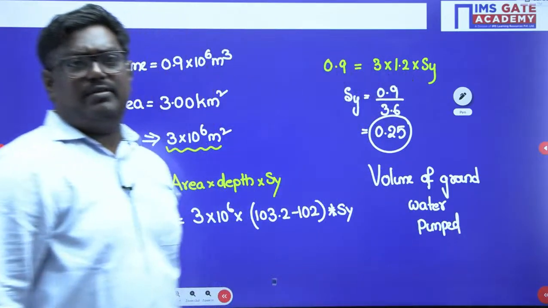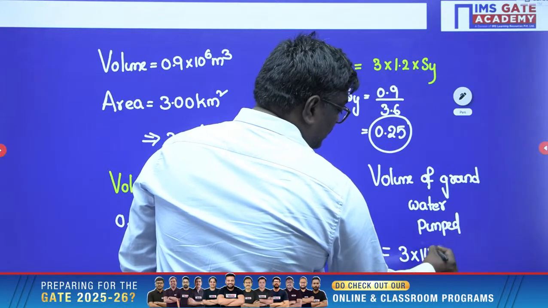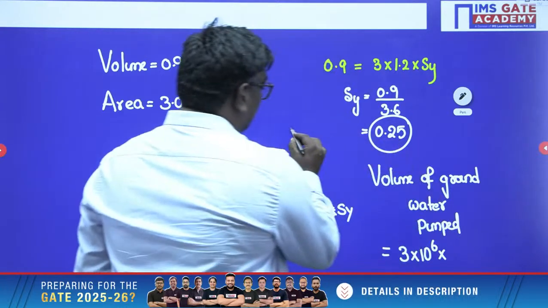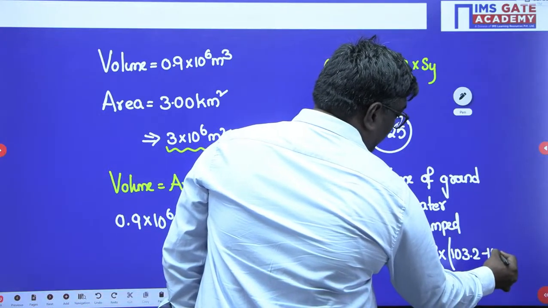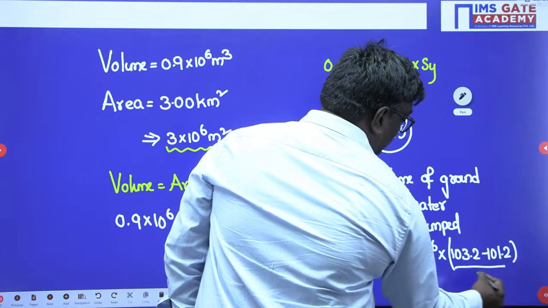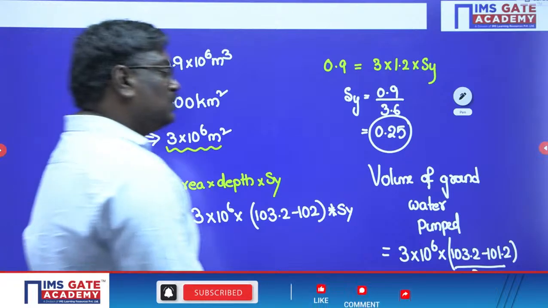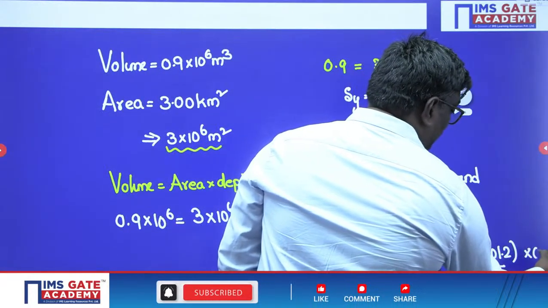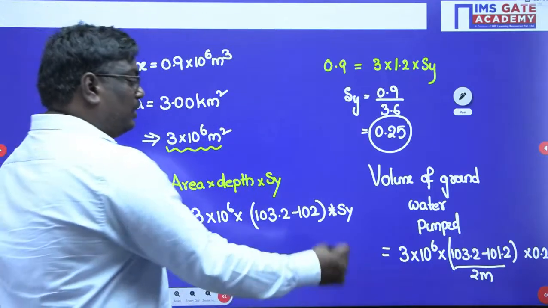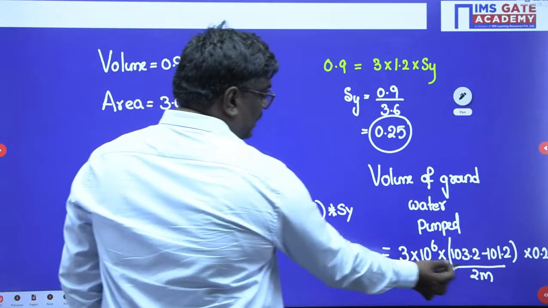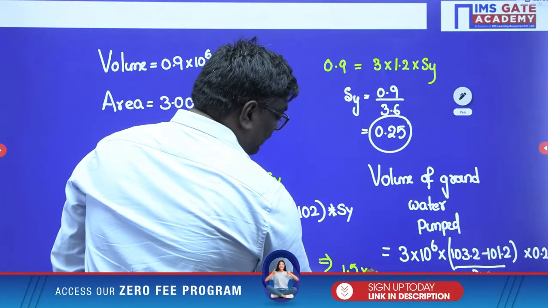What is the area they have given? Area is always fixed. So 3 into 10 power 6, into, from 103.2 it is falling to 101.2. So the difference is 2 meters, into specific yield, which is constant, which is 0.25. So if I do 3 into 2, 6 into 0.25, that is 1.5, 1.5 into 10 power 6.